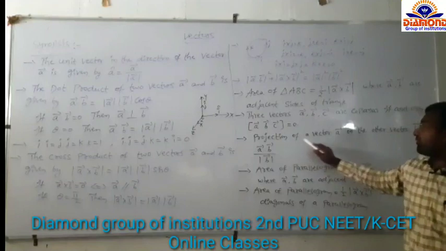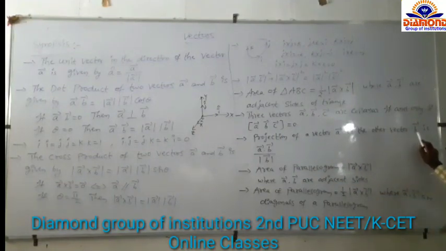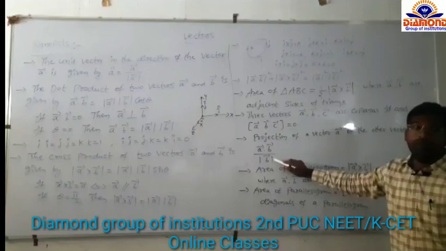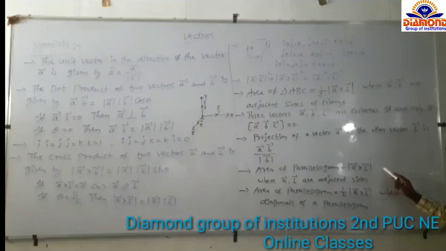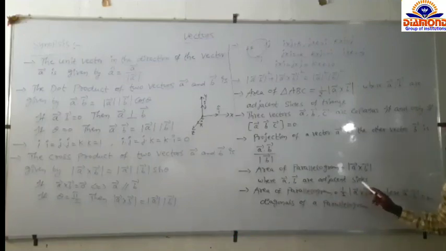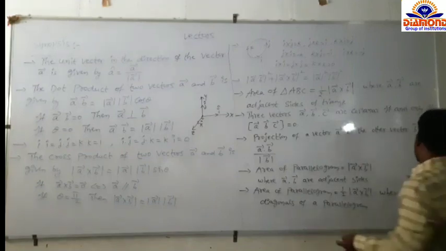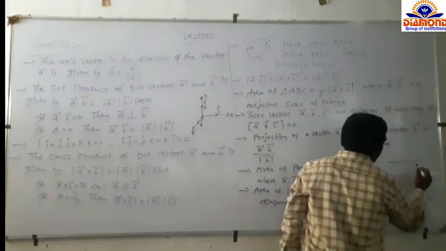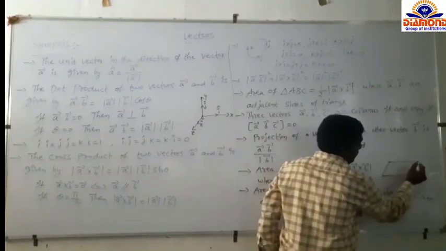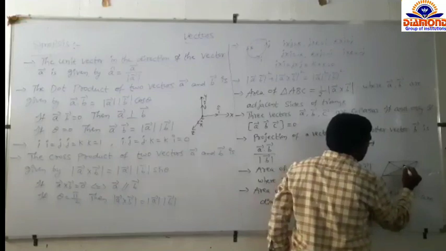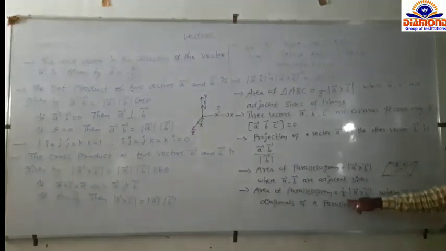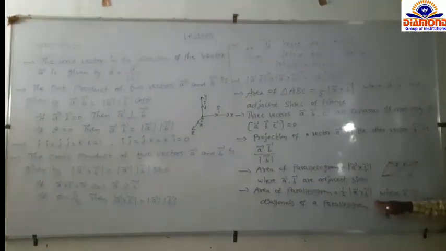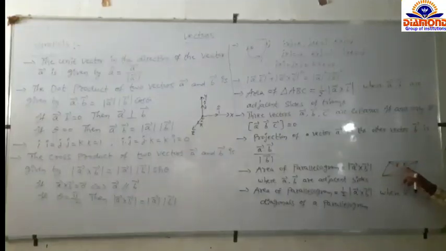Next, projection of a vector a bar on the another vector b bar is a dot b by mod b. Next, area of the parallelogram is modulus of a cross b, where a bar, b bar are adjacent sides. Suppose diagonals are given in the parallelogram. This is a parallelogram. Suppose this is taken as a bar, this is taken as b bar. In the diagonal case, you can take the formula 1 by 2 modulus of a cross b. In this case, a bar, b bar are diagonals of the parallelogram.